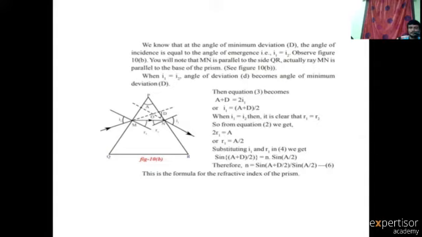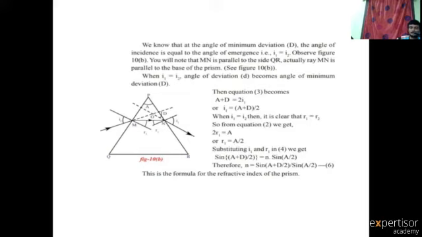Therefore I1 is equal to A plus D by 2. When I1 is equal to I2, it is clear that R1 is equal to R2. So the equation R1 plus R2 is equal to A converts into R1 plus R1 is equal to A. 2 R1 is equal to A. Therefore R1 is equal to A by 2.